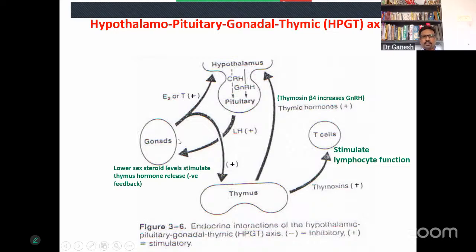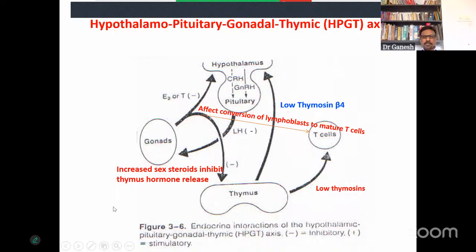And also the lower sex steroid hormones can give negative feedback to the hypothalamus, where it can directly act on the GnRH. This is another loop through the HPG axis that is always operating. And this particular loop is through the thymus gland. So the thymus gland, in response to low sex steroid levels, can stimulate the GnRH through thymosin beta 4. And on the other hand, it can also stimulate lymphocyte function through the thymosins, where lymphocyte proliferation can be increased in response to low sex steroid levels.